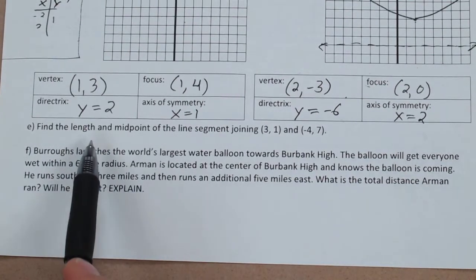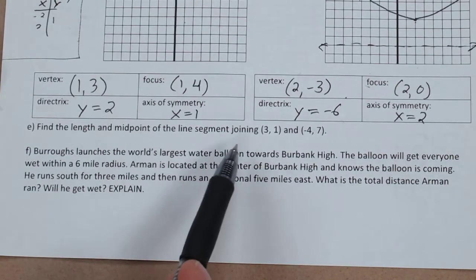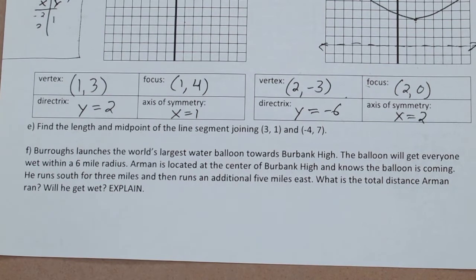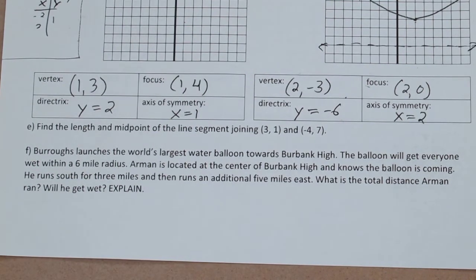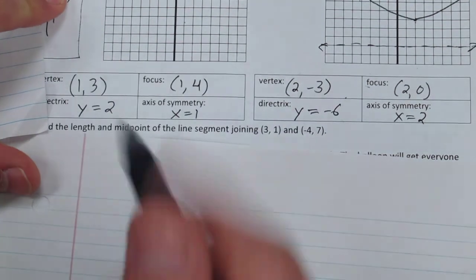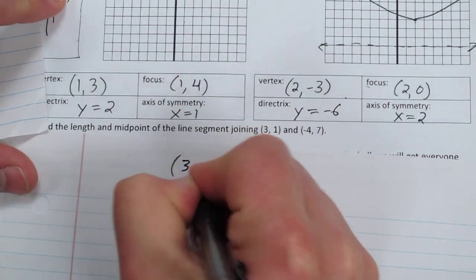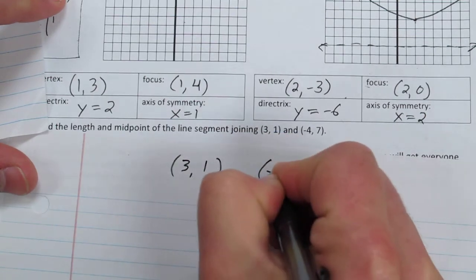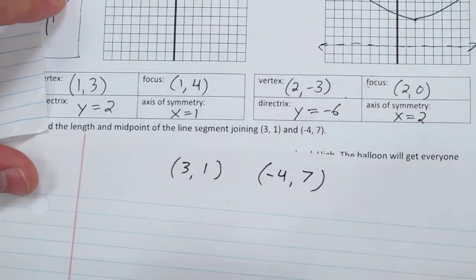On problem E, we're asked to find the length and the midpoint of the line segment joining these two coordinates. So we're going to use the distance formula and the midpoint formula. So let me transfer the coordinates over to here. We have 3, 1, and -4, 7.